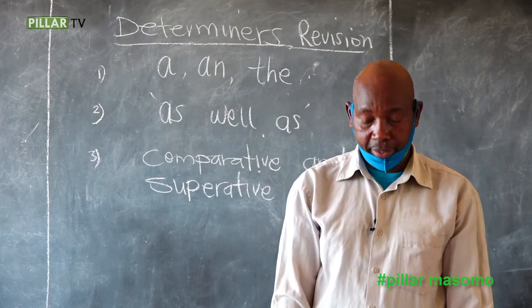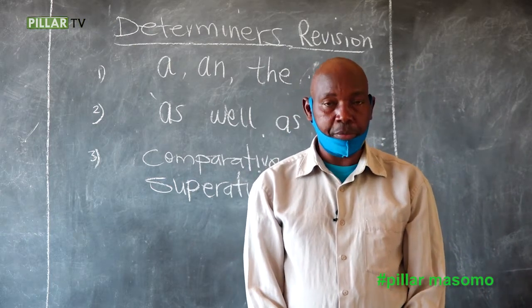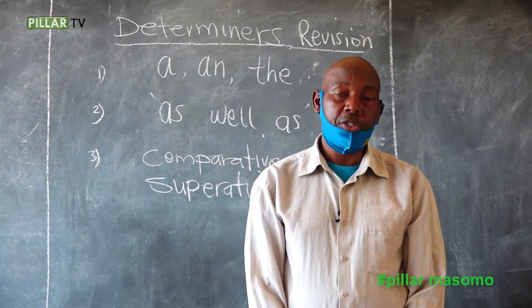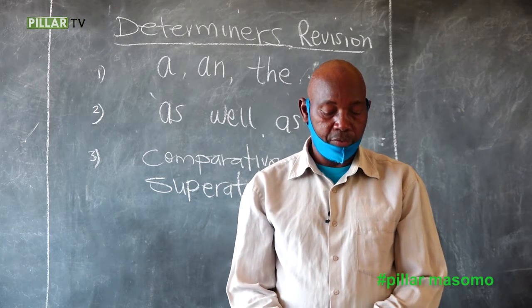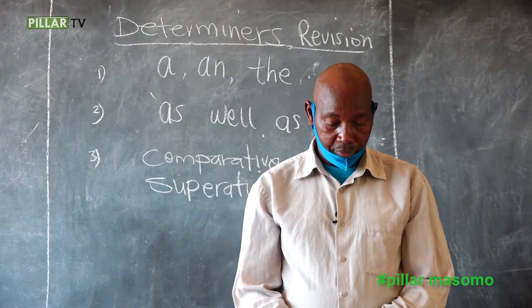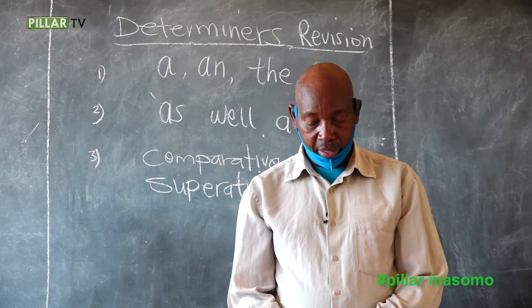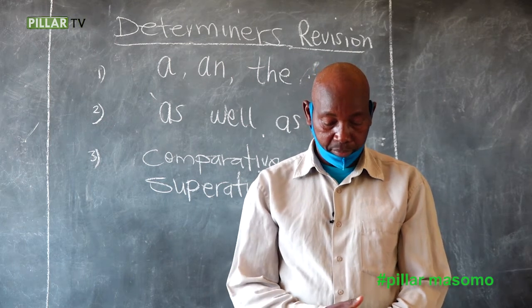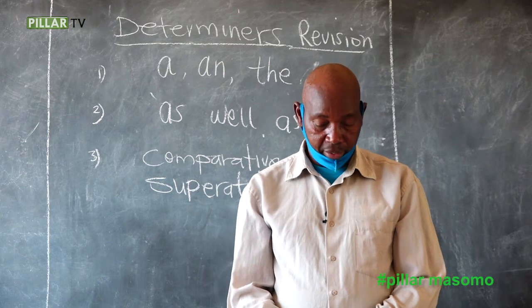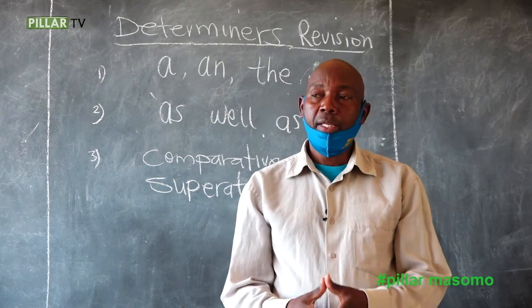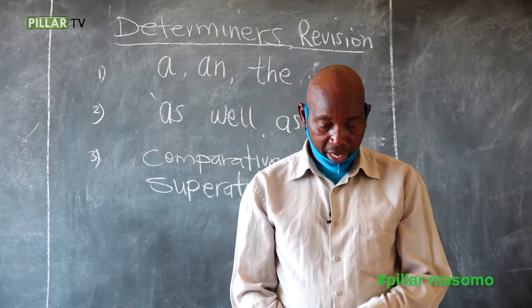The first sentence. Tosha is good at football. Full stop. He is also good at rugby. Full stop. Join those two sentences using as well as.